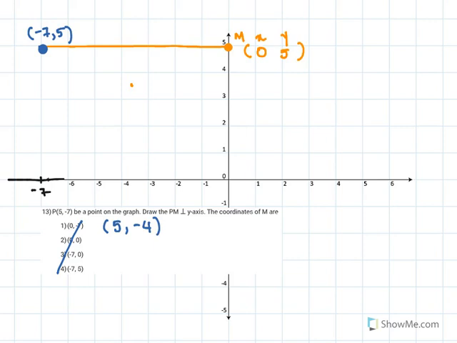So 5, minus 4 would be here, and I need to find PM perpendicular. If I want to draw my perpendicular, it would be right here. Now this point here is on the y-axis, so your x is 0 and it will be minus 4. So M will be 0, minus 4.